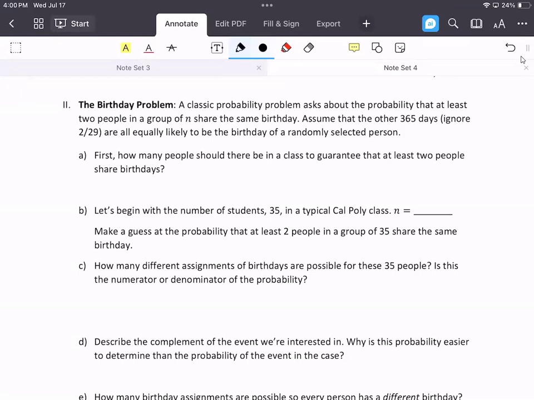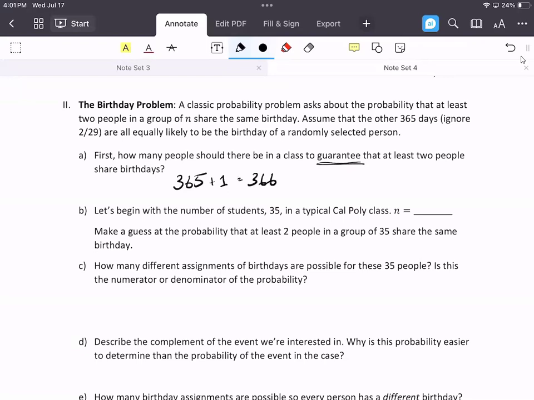So first of all, A, how many people should there be in a class to guarantee that at least two people share a birthday? Well, let's see. If we know there are 365 days in a year, could there be 365 people who each have a different birthday? And the answer is yeah. But if we add just one more, there's going to have to be a duplicate.